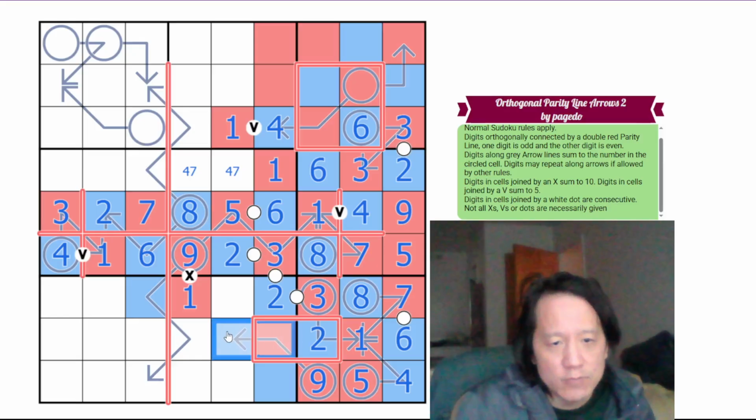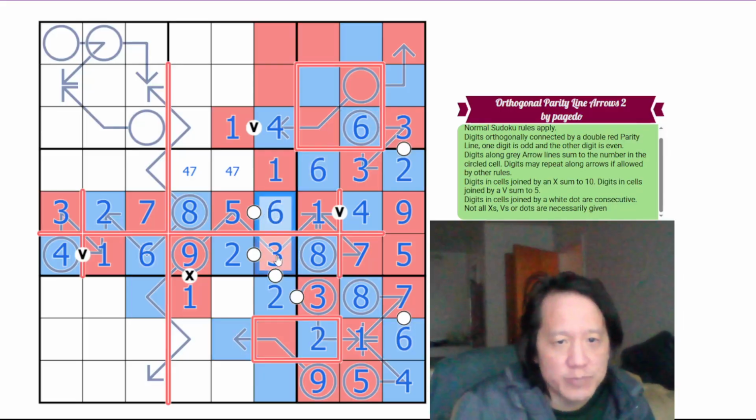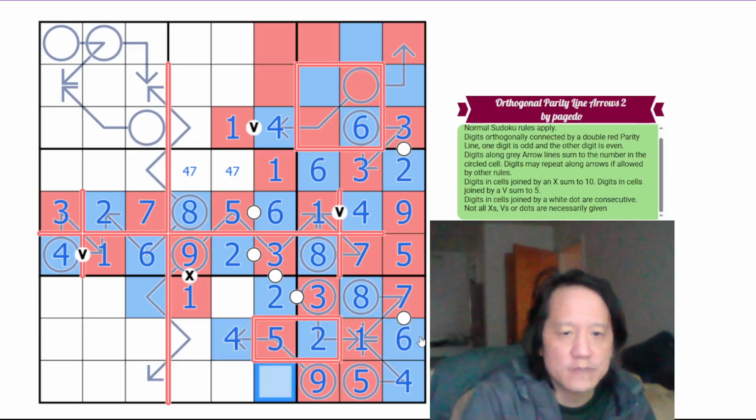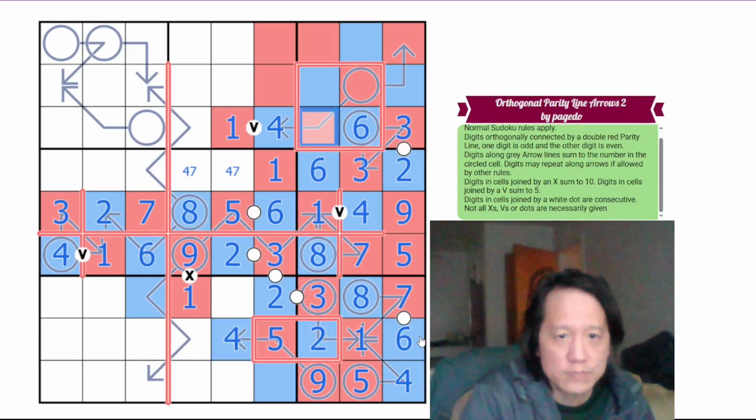This cannot be 1, 8, 2, 7. It cannot be 3, 6 because of the 3, 6 pair here. So this must be 4 and 5 to add up to 9. 4. This is the last odd digit. It's 9, which makes that 5. This has to be 1 and 8, so this is 8. That's 1 to add up to 9.